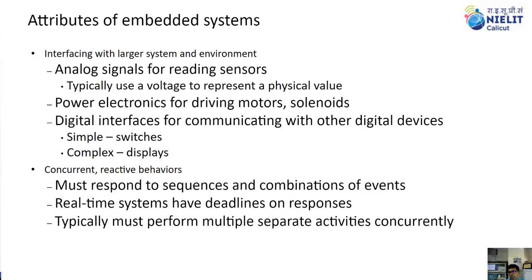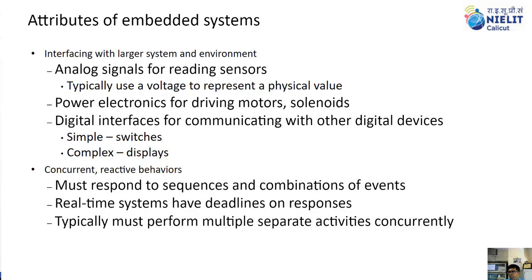Typically a voltage is used to represent a physical value in most analog sensors. But in certain sensors, like most industrial sensors, we get the equivalent current value. So we need to convert this 0 to 20 milliamps to an equivalent voltage, apply it to the ADC, and then process it further.